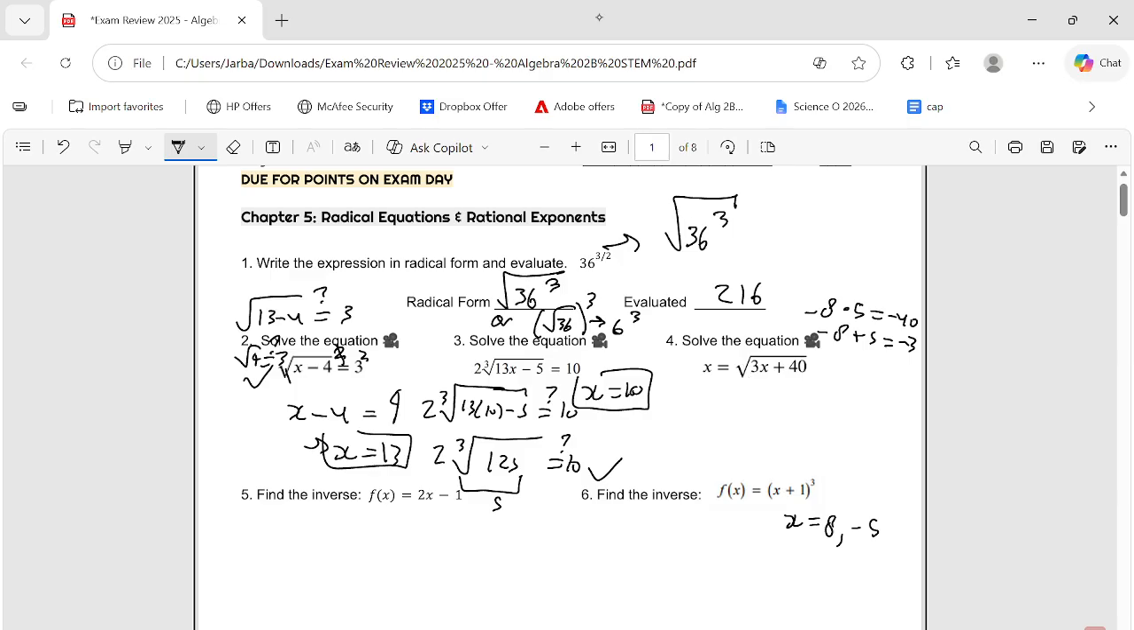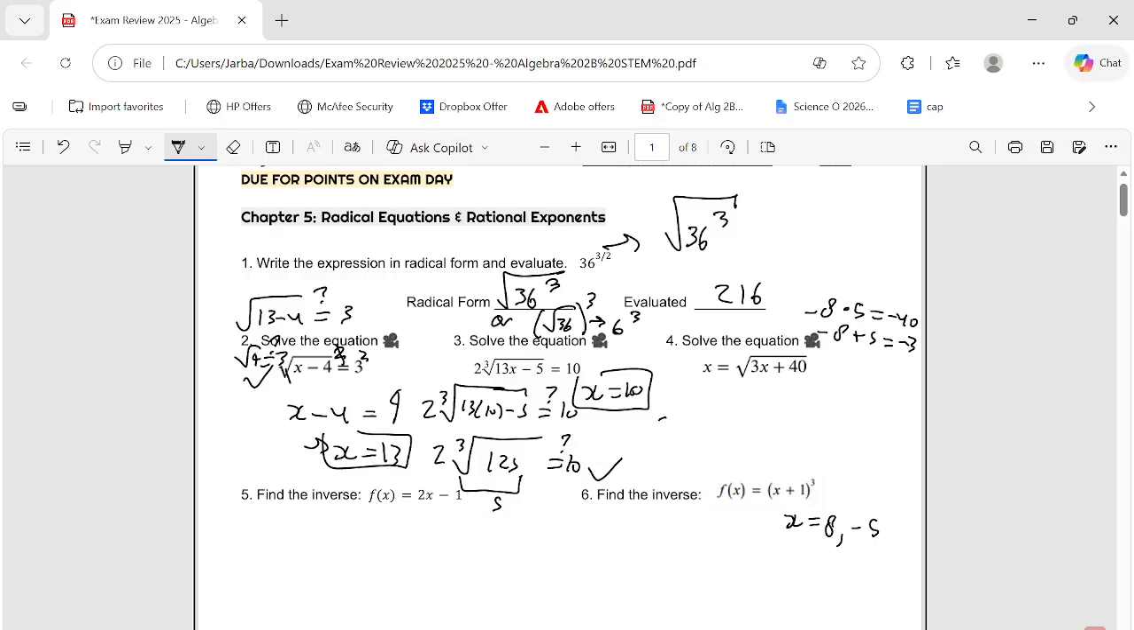Remember, plug it back into the original equation. So, is 8 equal to the square root of 3 times 8, that's 24, plus 40? So that's going to be the square root of 64. Is 8 equal to the square root of 64? Yes.